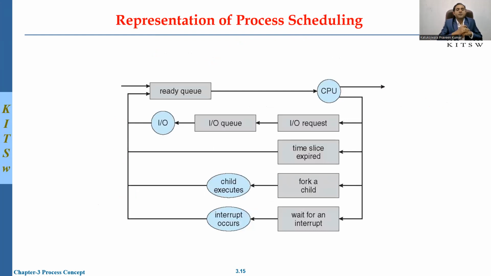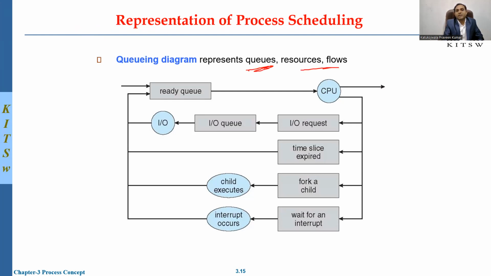Now, the representation of process scheduling. How are we going to represent this? This queuing diagram represents queues and resources and how the process will flow. Generally, your CPU will always pick from the ready queue. If there is some process in the ready queue, it is going to utilize the CPU to complete its execution.